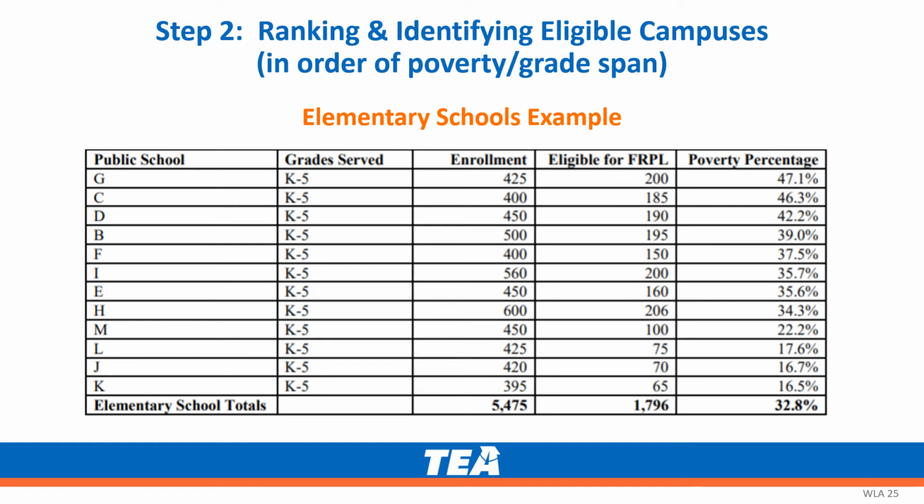In this example, the LEA grouped all the elementary campuses together in one grade span. Campuses G, C, D, B, F, I, E, and H are eligible because their poverty percentage is at least as high as a grade span's poverty percentage of 32.8%. The other campuses are ineligible because their poverty percentage is lower than the grade span poverty percentage of 32.8%.